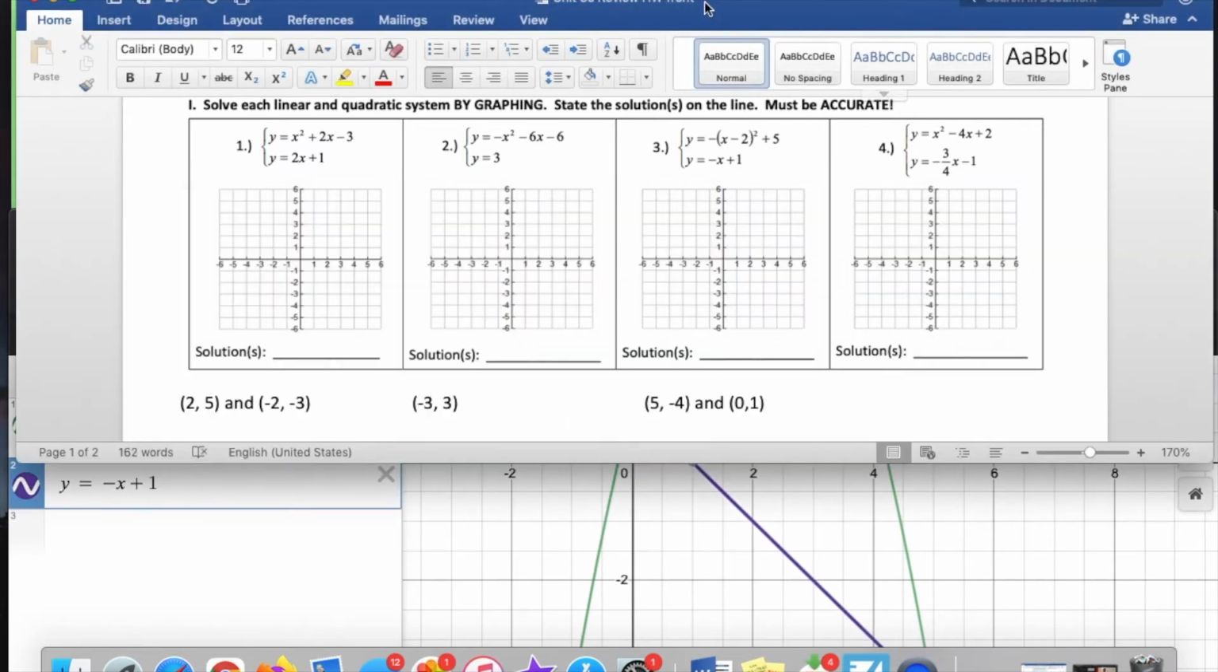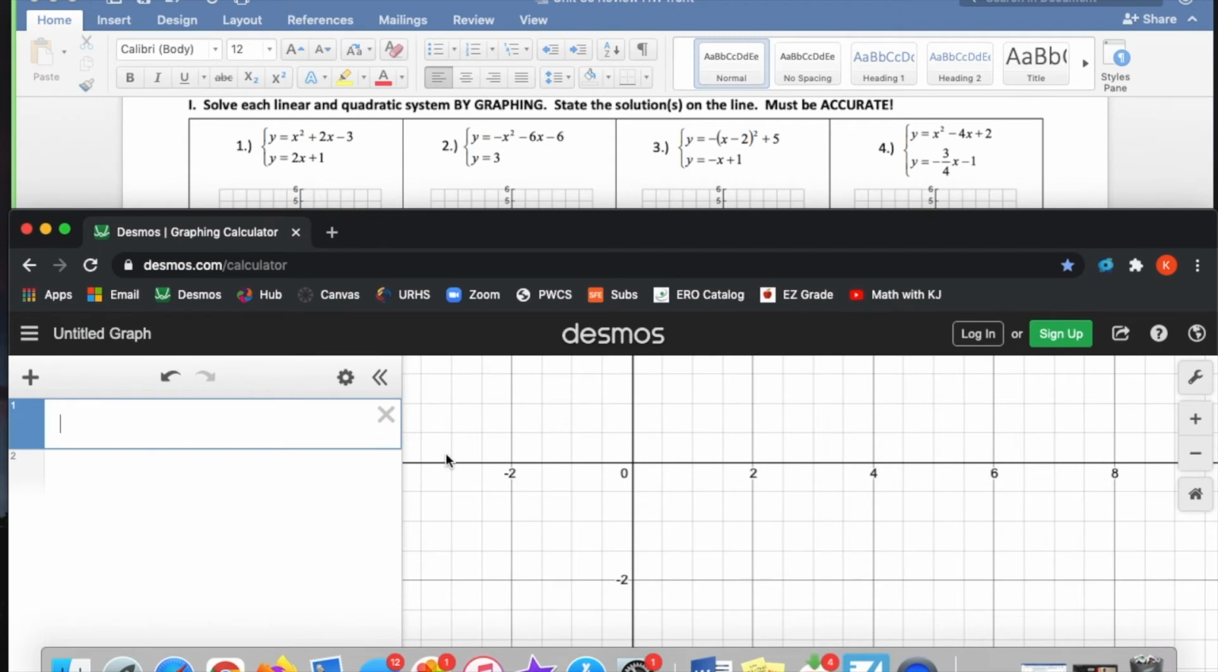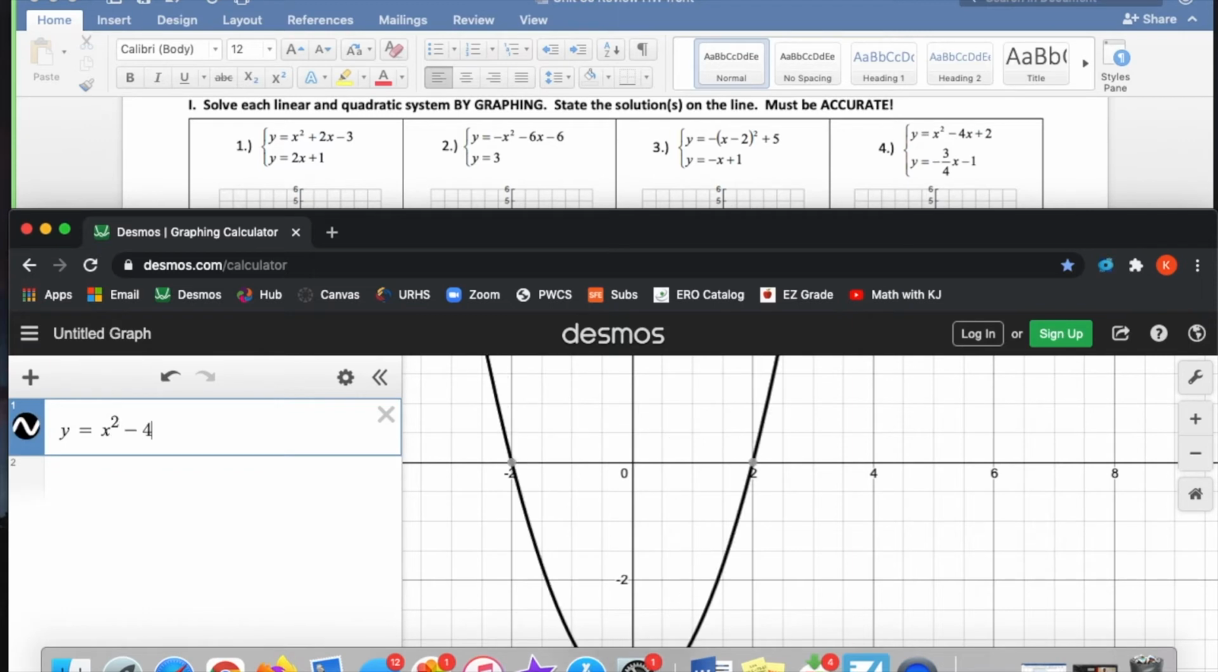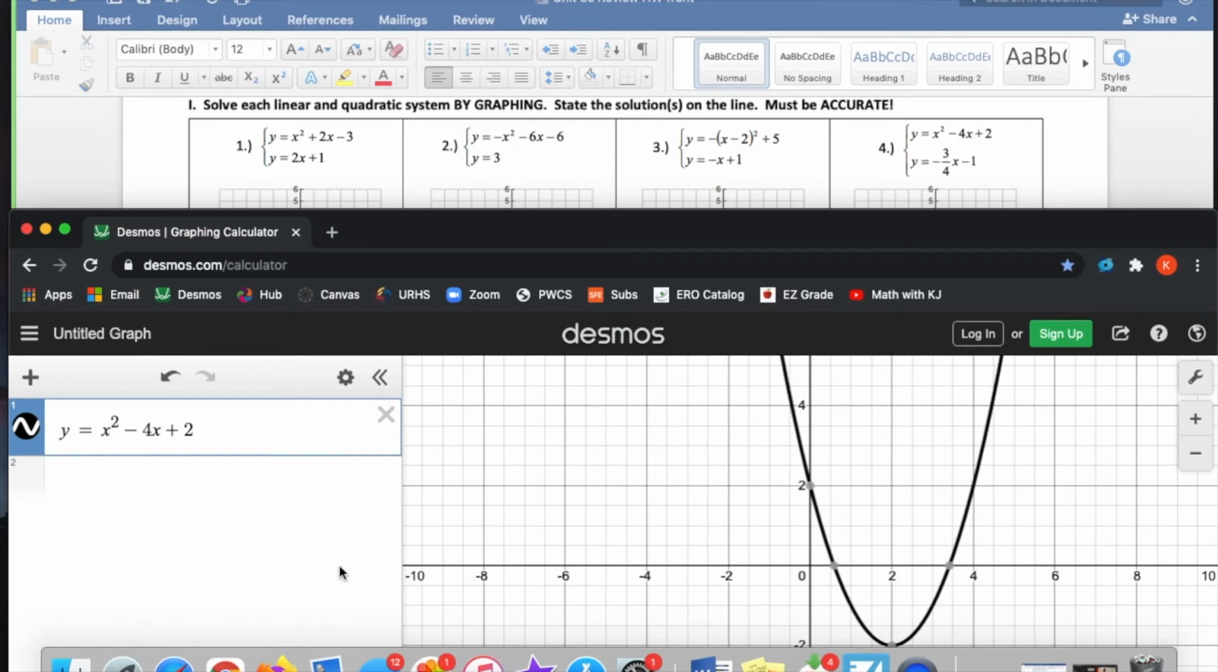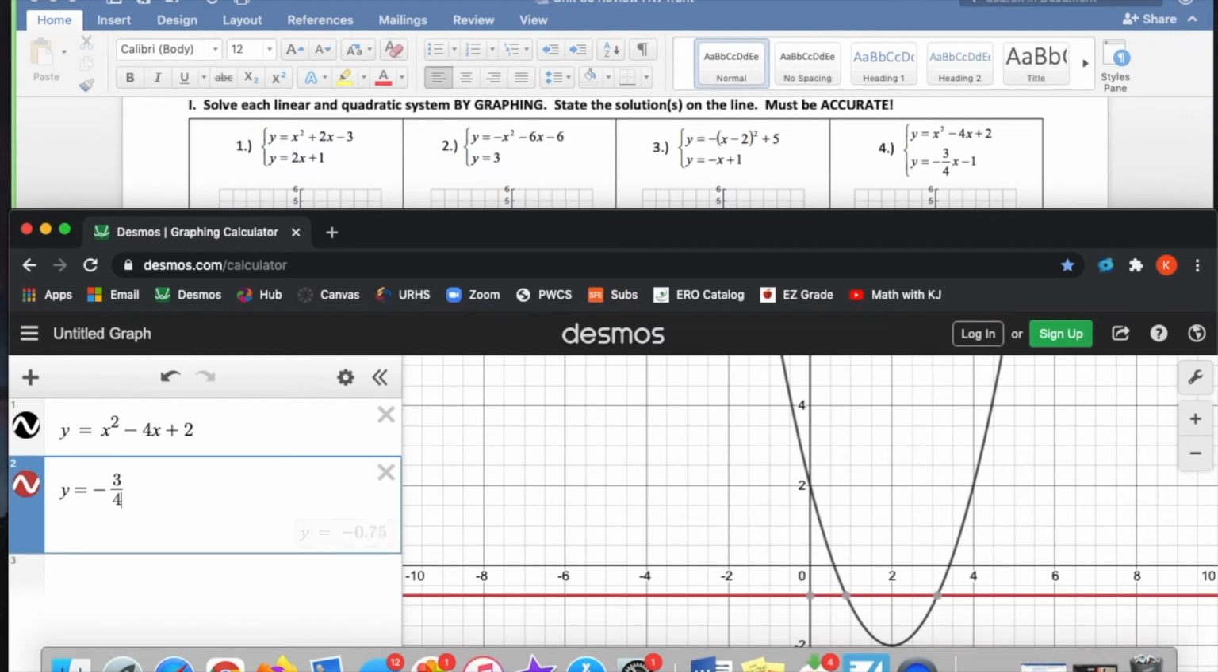All right, now the last one here. Last one in this table, and then we got two more after this. Y equals x squared minus 4x plus 2. Okay, again, my parabola there. And then my second one, I got y equals negative 3/4 x minus 1.